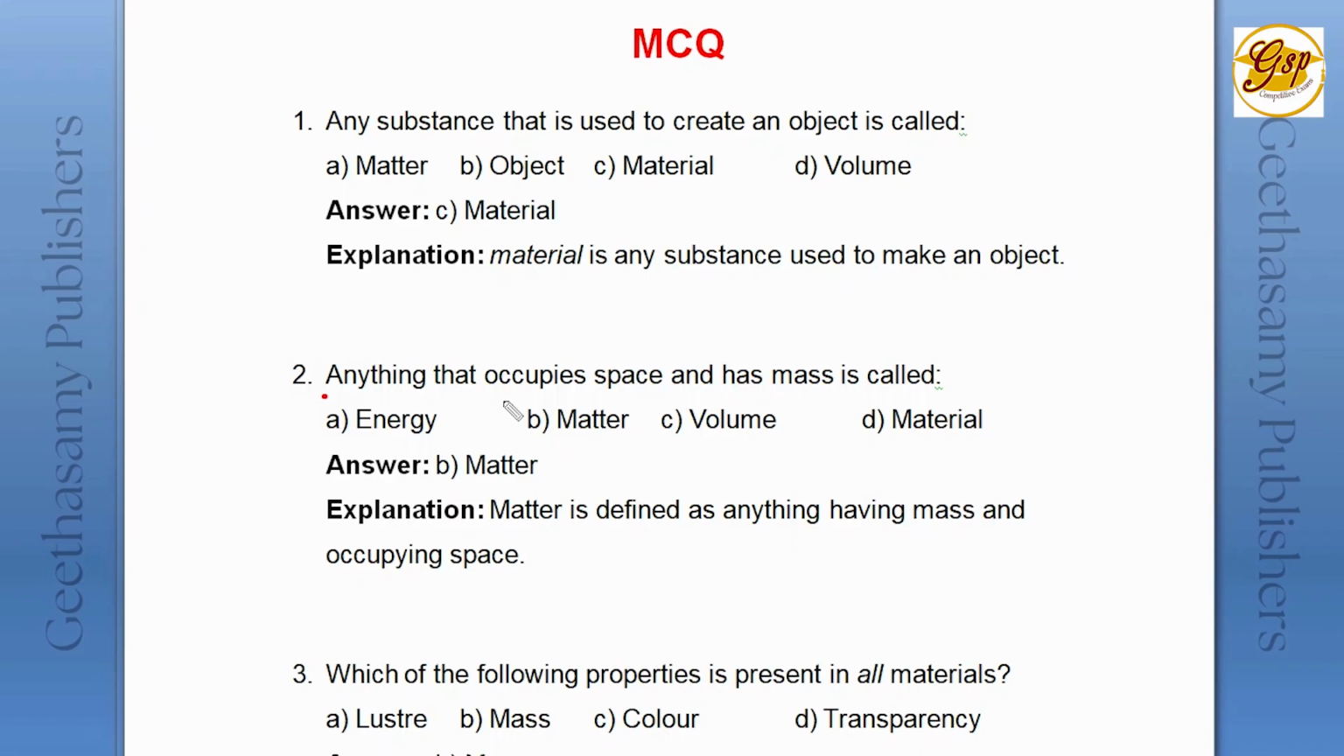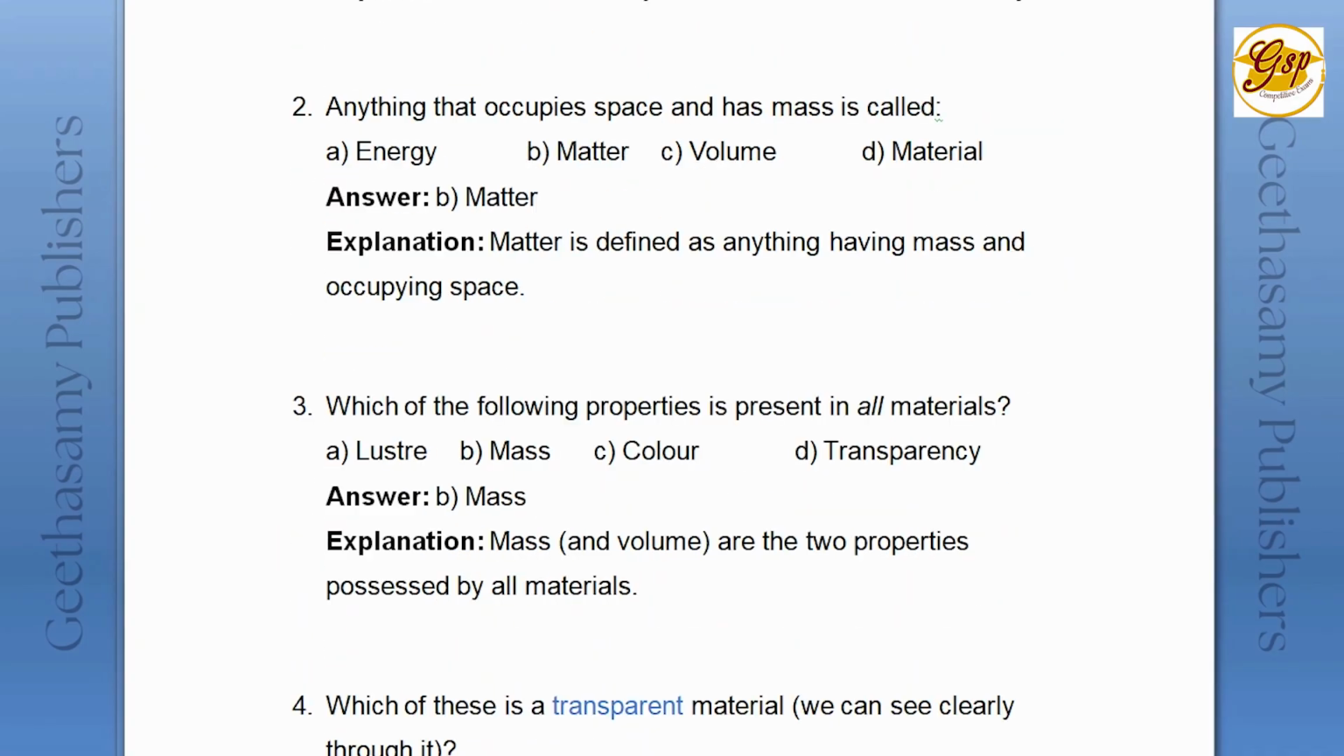Anything that occupies space and has volume is called: energy, matter, volume, material. Answer is matter. Explanation: matter is defined as anything having mass and occupying space. Then third question.